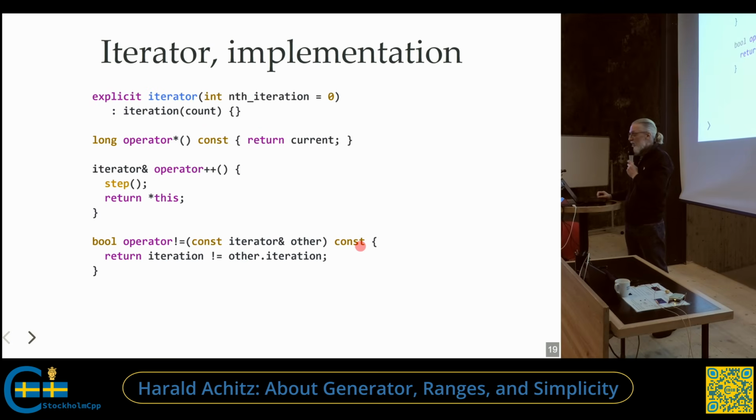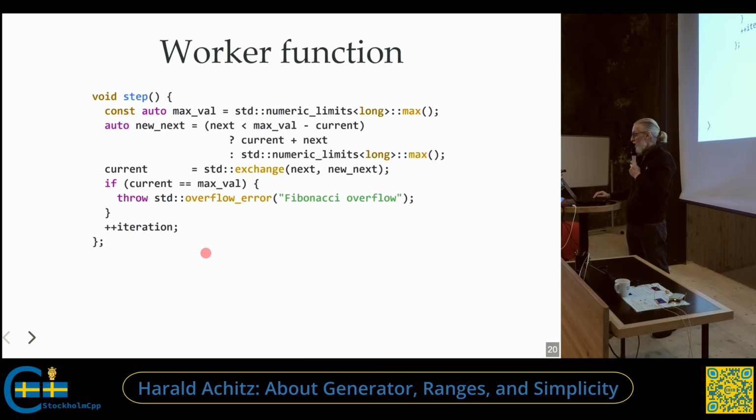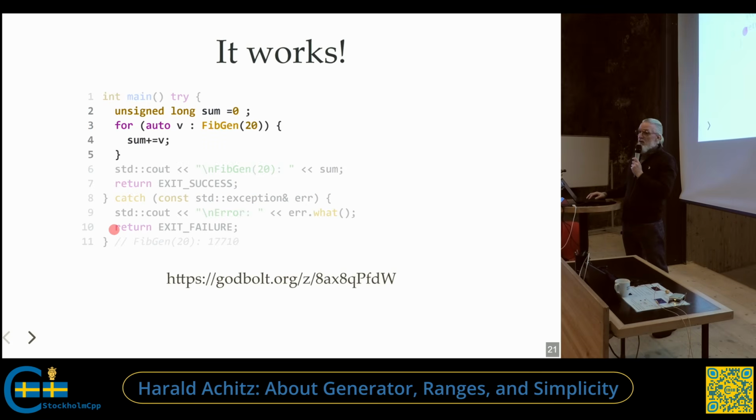If we implement this, it's pretty easy code. There should be no surprise in how you do this. And now we have, I showed the worker function also, because instead of returning something, we just get the next iteration. But it's the same code I had in the lambda previously. So, and now it works.